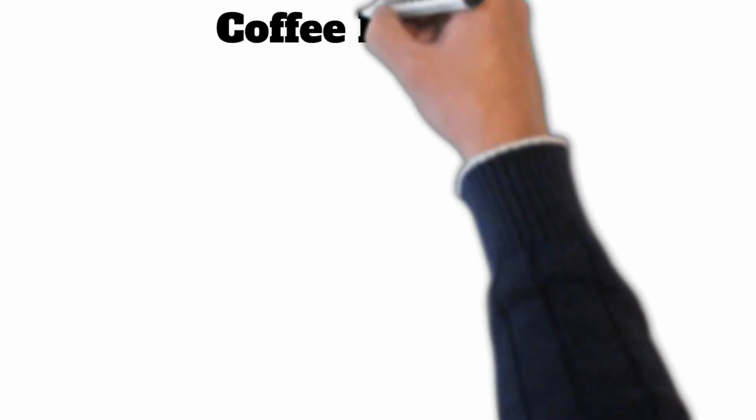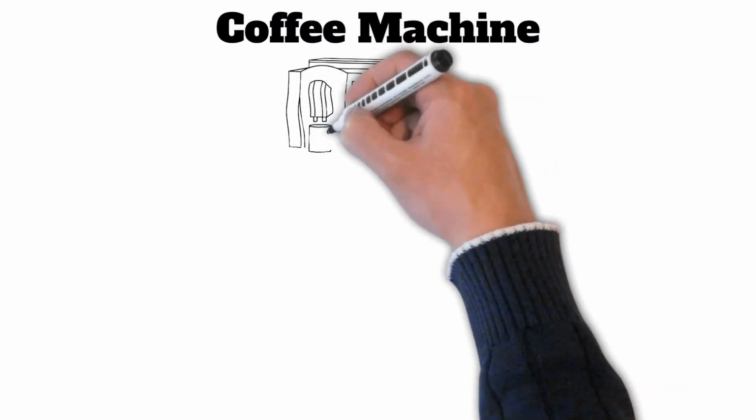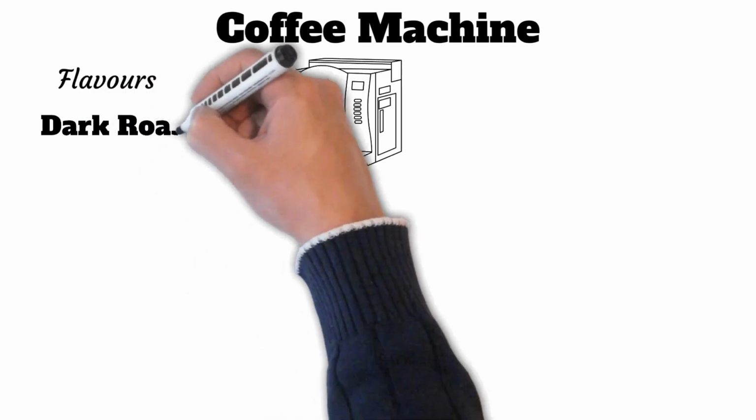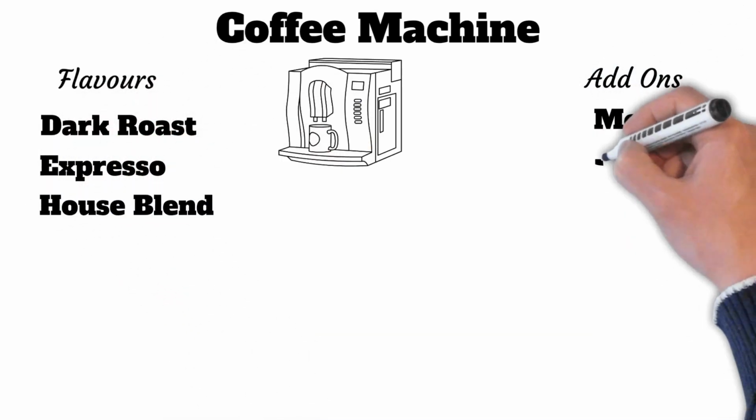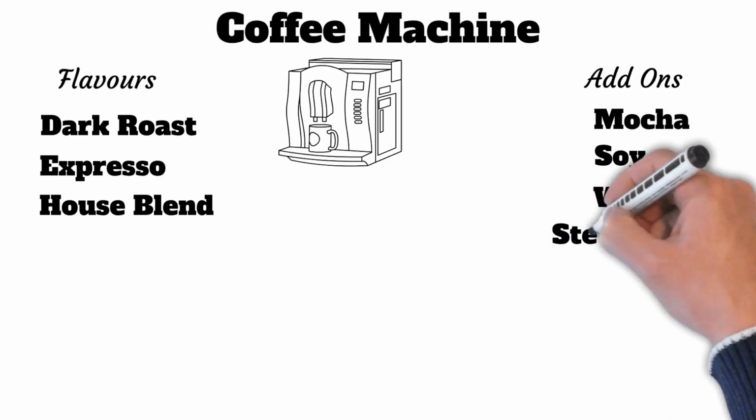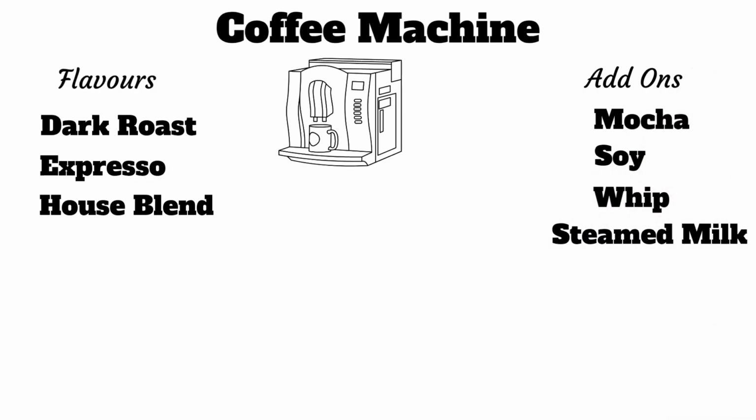So suppose we are designing software for a coffee machine. Our coffee machine has many flavors like dark roast, espresso, house blend, and it has add-ons like mocha, soy, whip, steamed milk. So our coffee can contain a particular flavor and as many add-ons as required.